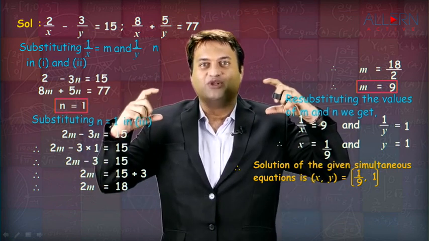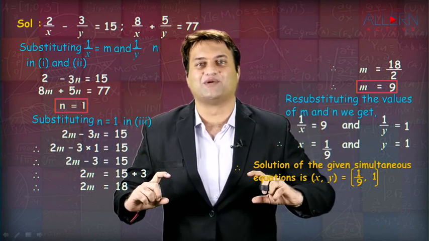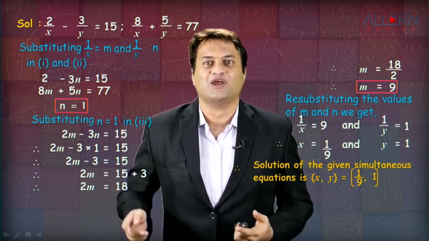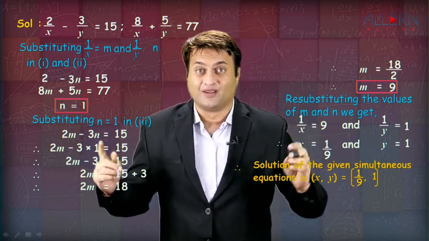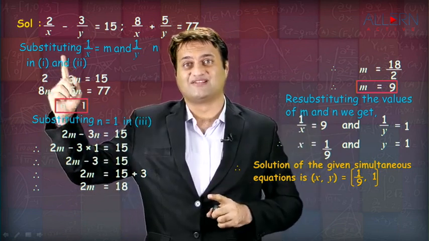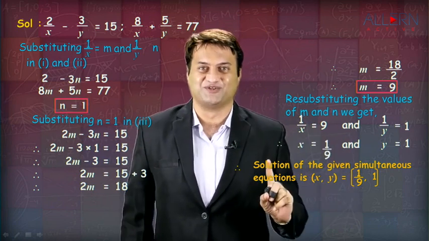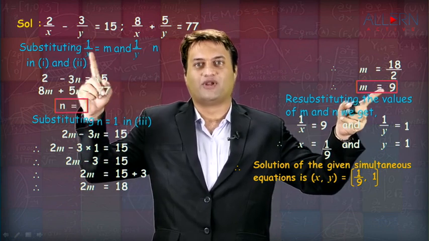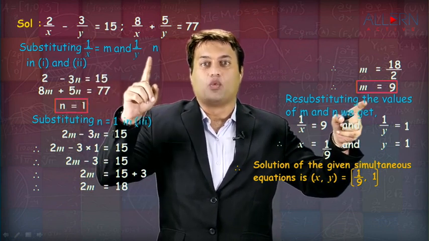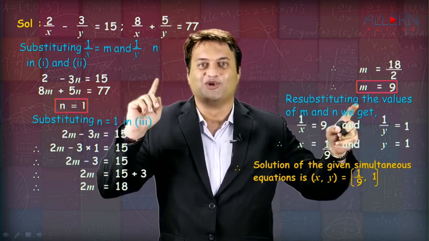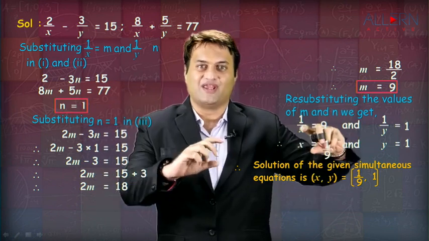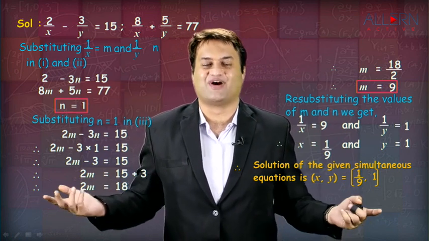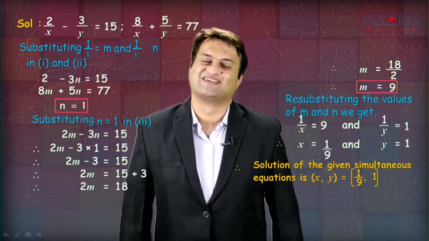Substitute, you will get the two linear equations. Solve it by the method of equating the coefficients, which we just did. You already know that method. You will get the values of m and n. But the sum is not over because wherever there is a substitution, there has to be a resubstitution. So resubstitute the values. M 9, so 1 upon x is 9. N 1, meaning 1 upon y is equal to 1. Resubstitute, take invertendo or cross multiply, get the values of x and y, write the final answer and get full marks. As simple as that.